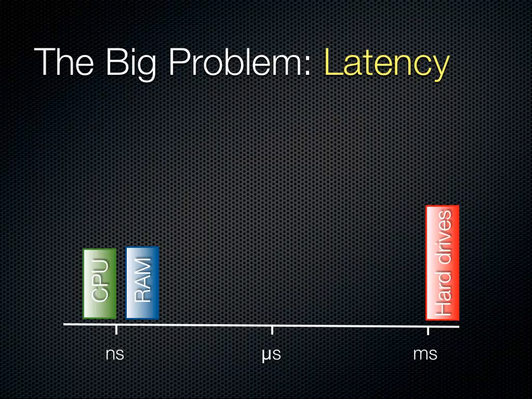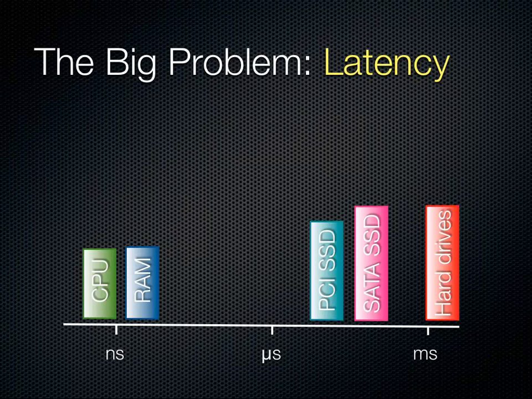So, what can we do? Lately, we've had a bunch of things happen, namely solid-state drives, both SATA-based, that you can plug into your disk interface, and PCI-based cards that you can plug into a server or a desktop machine. And those fall not smack in the middle, but much more in the middle, and get your persistent storage closer to where the CPU and the RAM are.